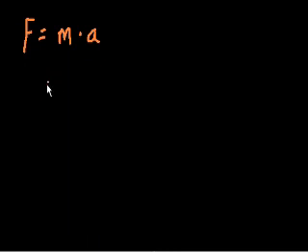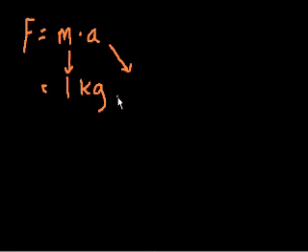So let's say I have a 1 kilogram object. So its mass is 1 kilogram. And it's being accelerated downward at 9.8 meters per second squared. This should be familiar. These kinds of units should be familiar to you from all the projectile motion problems.